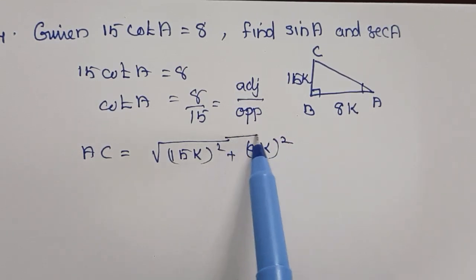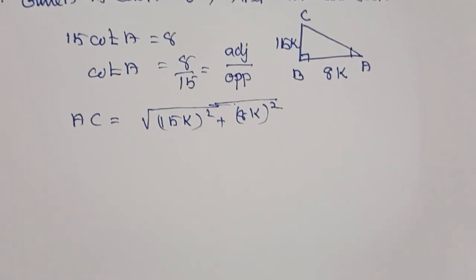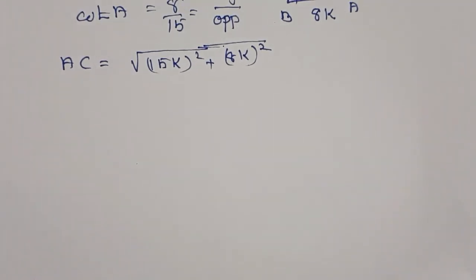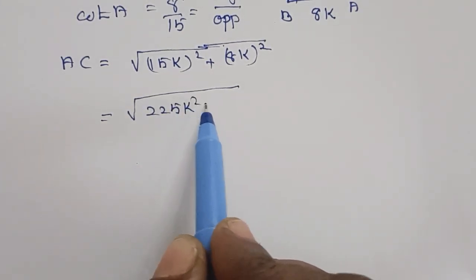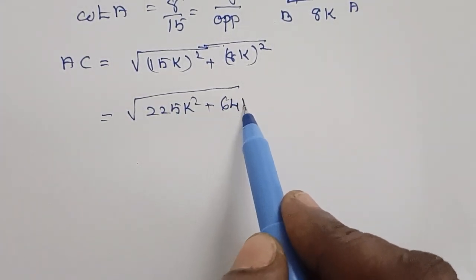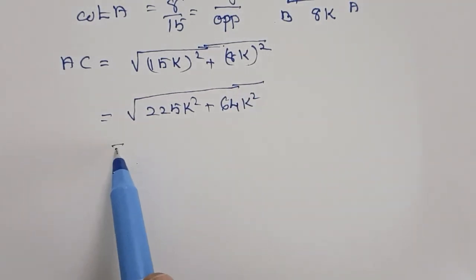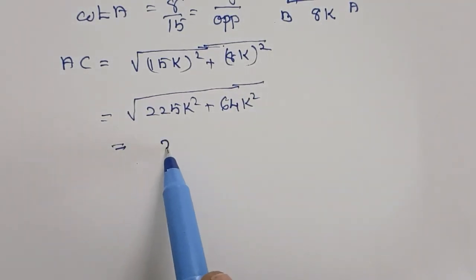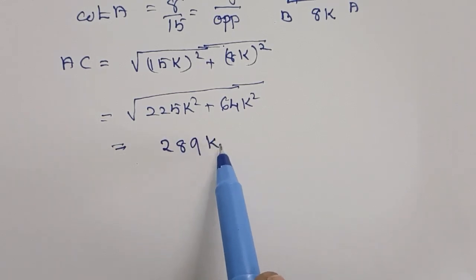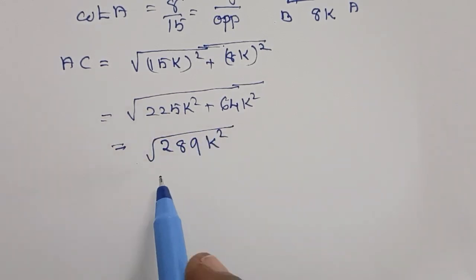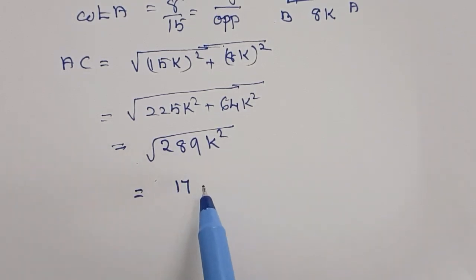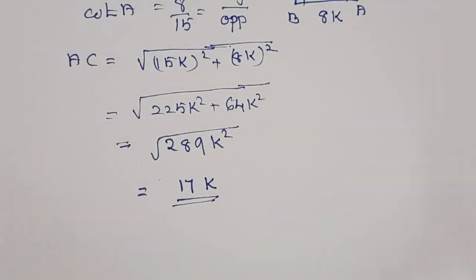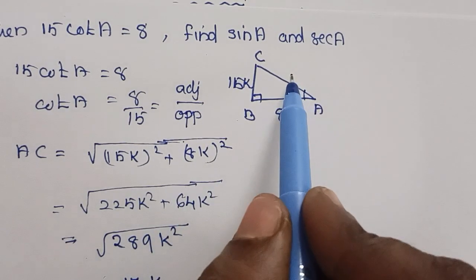Since we have to find the hypotenuse, just take the sum. 15k square plus 8k the whole square is equal to root of 15 square, 225k square, plus 8 square, 64k square. 225 plus 64 is equal to 289k square. Square root of 289 is 17, and square root of k square is k. Therefore, we get AC, that is hypotenuse, equal to 17k.